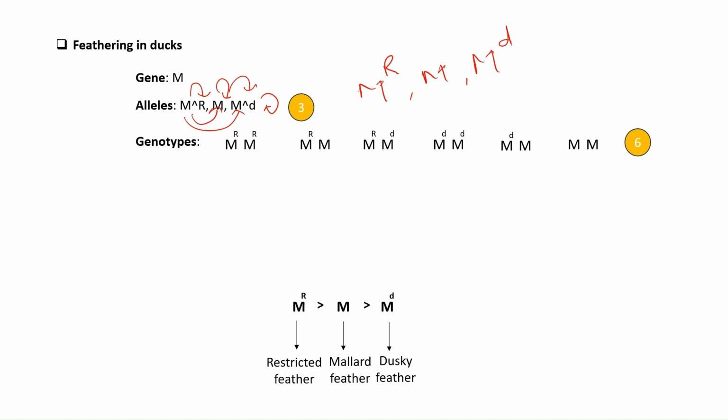Now, I am giving you the relation between these alleles. MR is dominant over M, and M is dominant over MD. MR is responsible for restricted feather, M is responsible for mallard feather, and MD is responsible for dusky feather. Now, it's your homework to find out the phenotypes. How many different varieties of phenotypes can we get in a population with these genotypes? And what are those phenotypes? In which case will we get restricted feather, mallard feather, and dusky feather? You have to find this phenotypic outcome and let me know in the comment section.